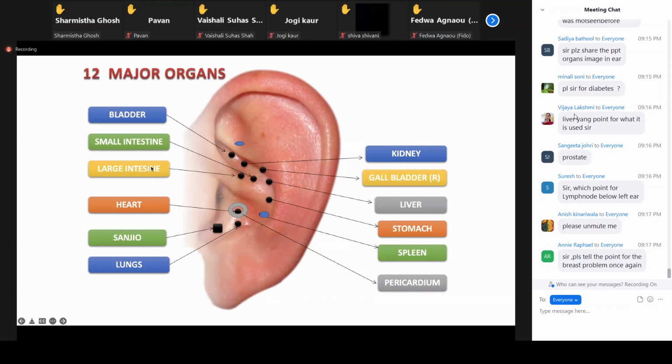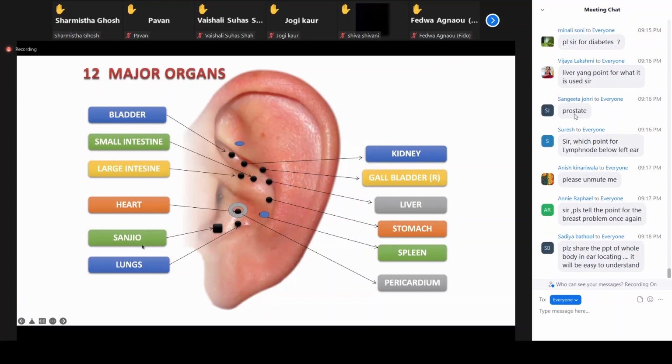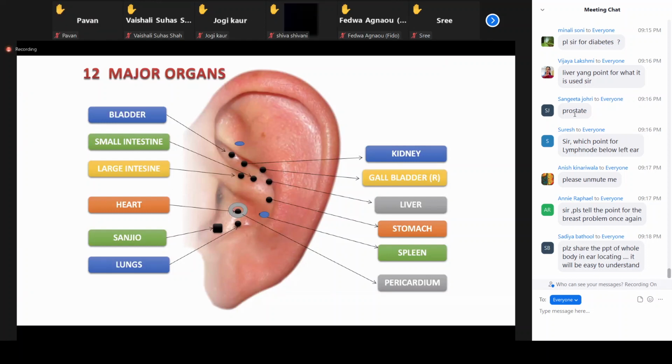Sir, any point for treating cranial nerves? Cranial nerves, vagus nerve. Yes, sir. The vagus nerve is connected with the brain and stomach. So activate the brainstem and stomach point. Okay, sir. Thank you. Yes, Vaishali.